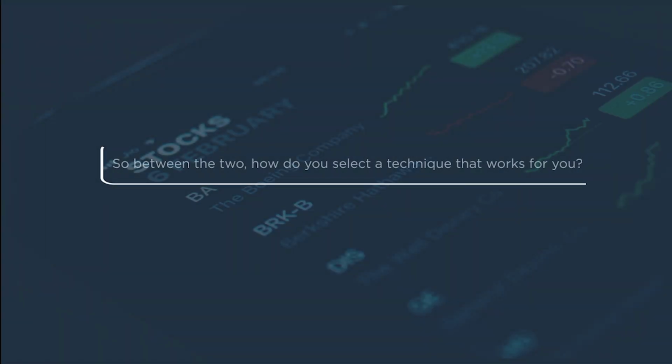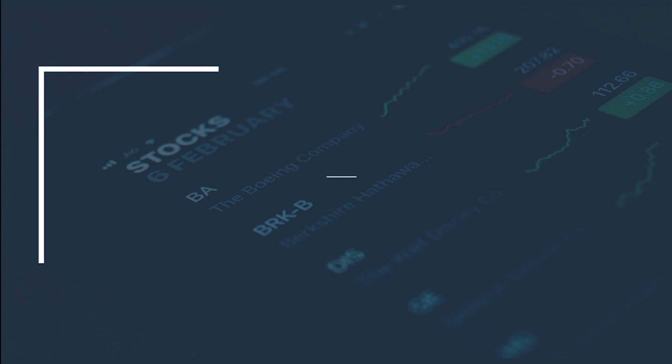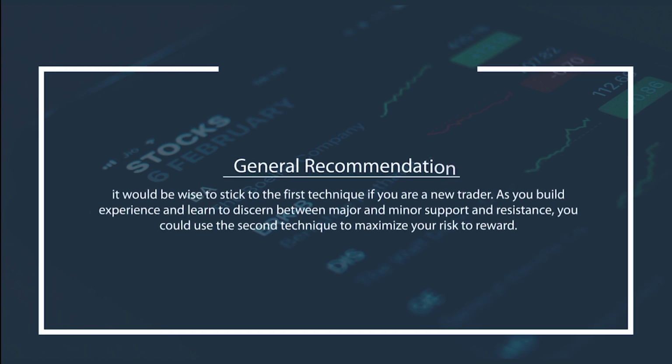So between the two, how do you select a technique that works for you? Well, as a general recommendation, it would be wise to stick to the first technique if you are a new trader. As you build experience and learn to discern between major and minor support and resistance, you could use the second technique to maximize your risk to reward.